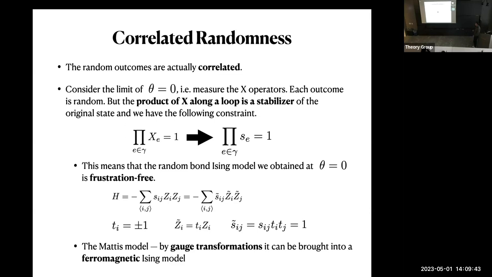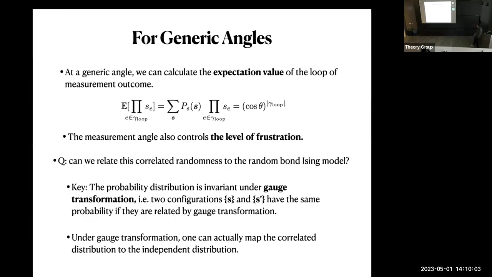Right. So theta equals 0 is the limit that is actually frustration free. So you have a model that is ferromagnetic in disguise. Although it looks random, it actually is not random. And by doing this gauge transformation, you can bring the system back to the ferromagnetic phase. Similar things happen here. The theta angle actually controls the level of frustration in your random bond Ising model. And actually, for generic theta, you can gauge transform these correlated randomness into independent randomness.